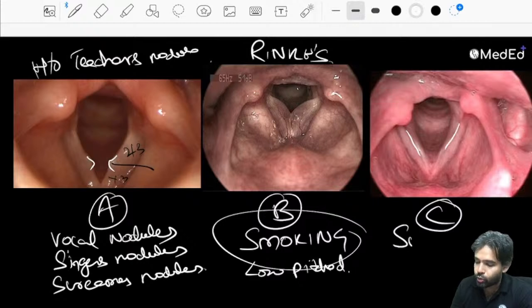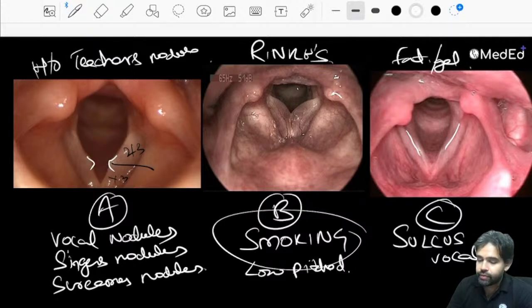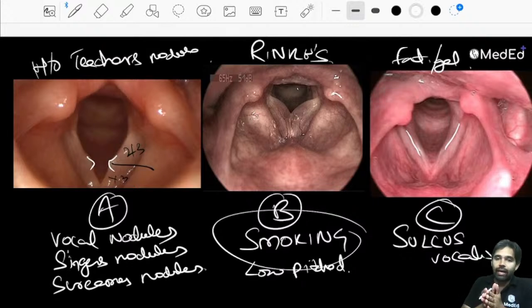This is called a sulcus vocalis, for which we basically inject some fat or gel. This is new: when people have a lot of acid reflux and that acid reflux is causing vocal cord injury, then you develop this little sulcus. And because more and more cases of sulcus vocalis are coming, the examiners are beginning to ask and show this. The change will be voice change, and sometimes using the false vocal cords.